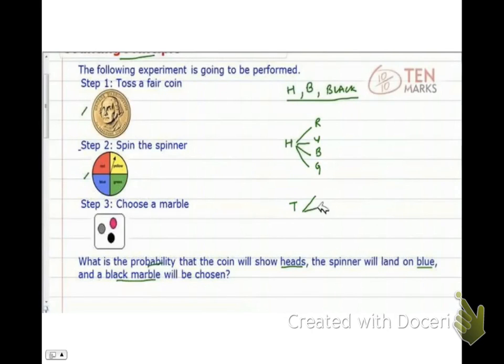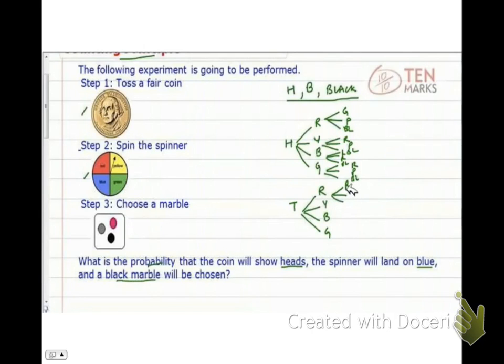Then with tails, I've got 4 possibilities, which are red, yellow, blue, and green, right? Then for each one of these, we can have 1 of 3 possibilities. We can have a gray, a pink, or a black marble. Similarly, I'll have 3 here, 3 here, 3 here. R, P, B, L, R, P, B, L, R, P, B, L. You get the idea. Similarly, here, we can have 3 for each.